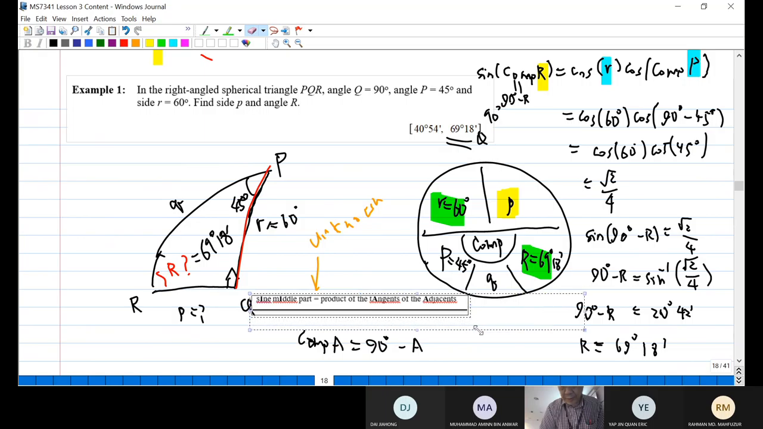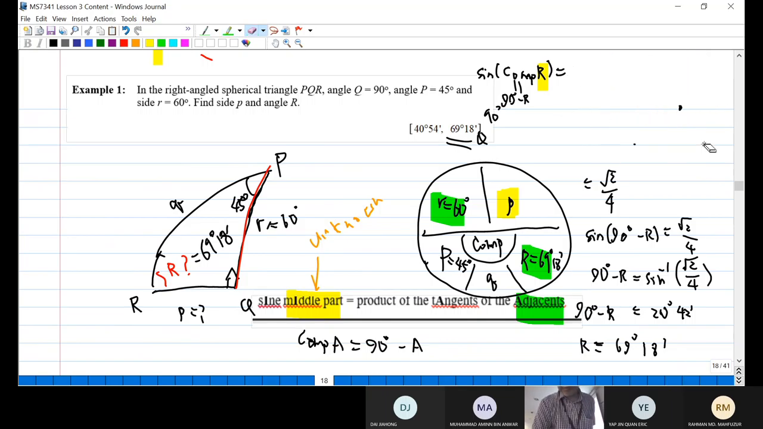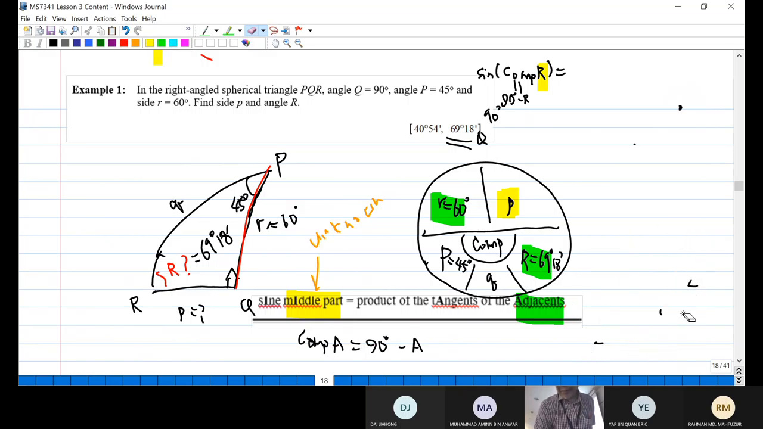So for the middle part, always use yellow. Tangent of adjacent, so adjacent I will use green. So let's change the formula now. I know R already. So let's find out what P is now. This time I don't need to call it here, the side P is on the upper half of the view. So just side P here will do.